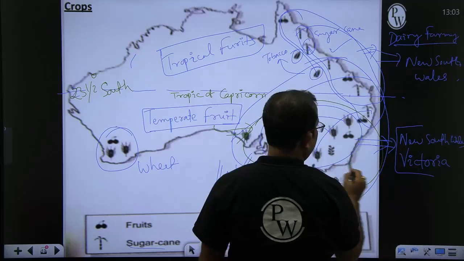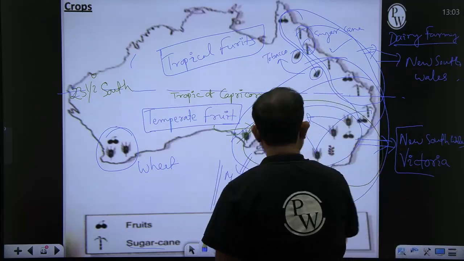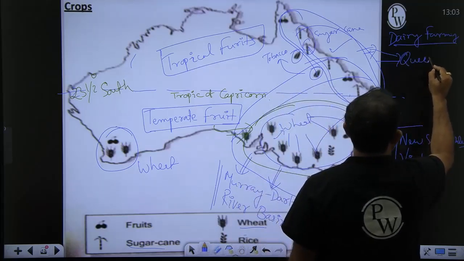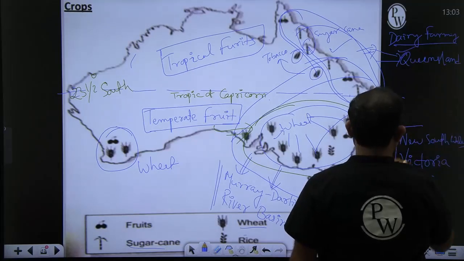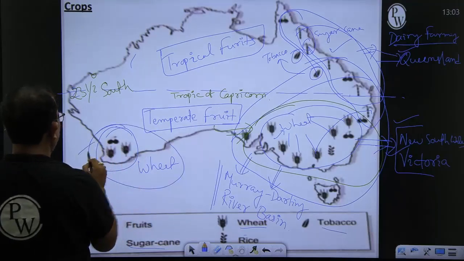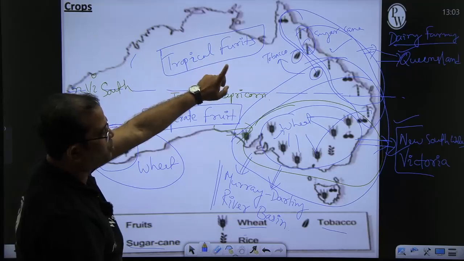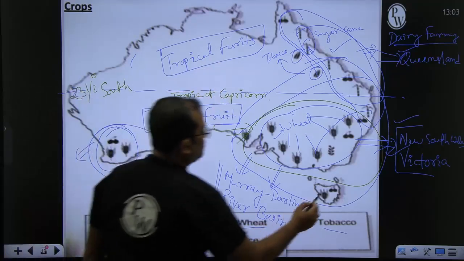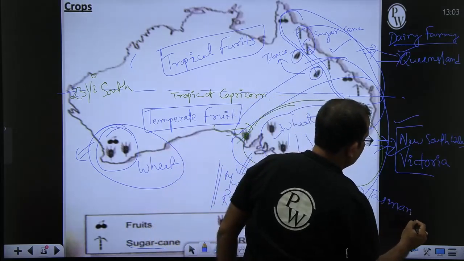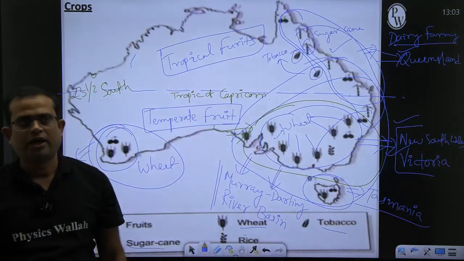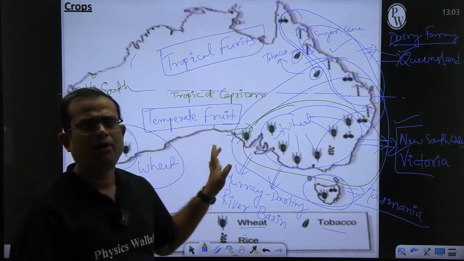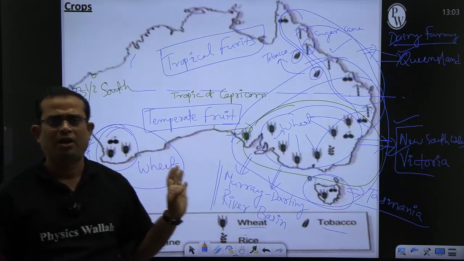And here, this part. I'm sorry, this is not New South Wales, this is Queensland. And this part is New South Wales and Victoria, and this part also has dairy farming, that is Tasmania. So these are the parts where you find rearing. Sheep rearing is major. In this part it is majorly wheat, and animal ranching is hardly done there.